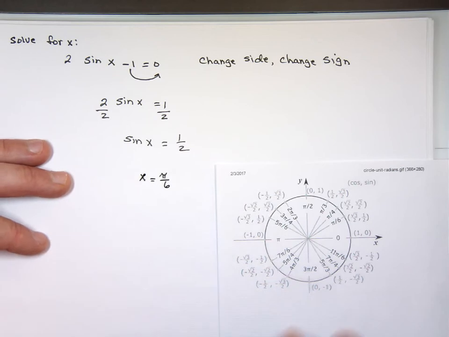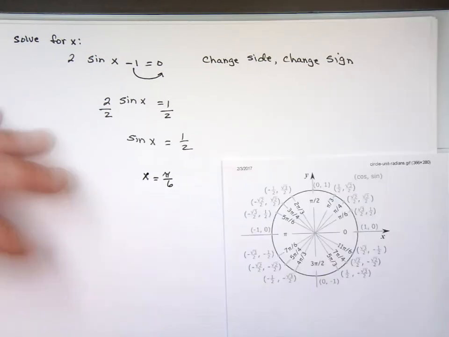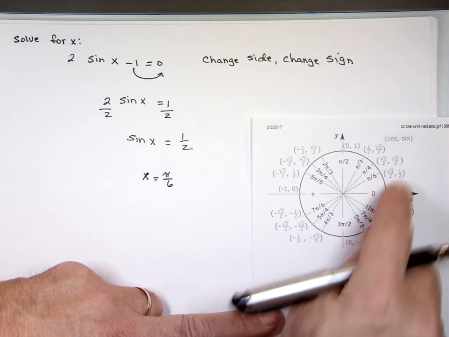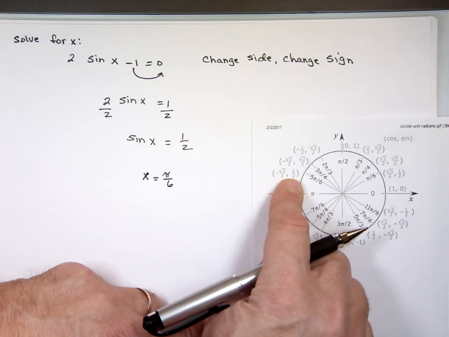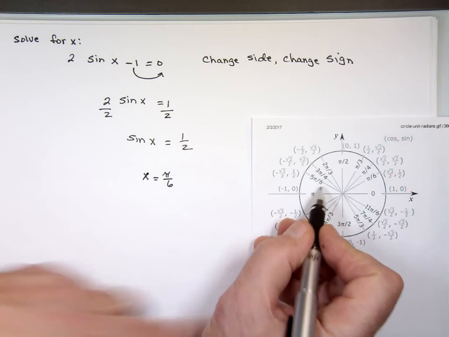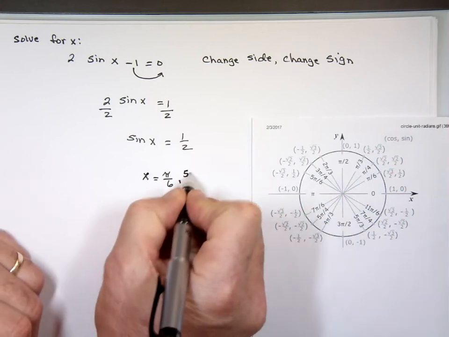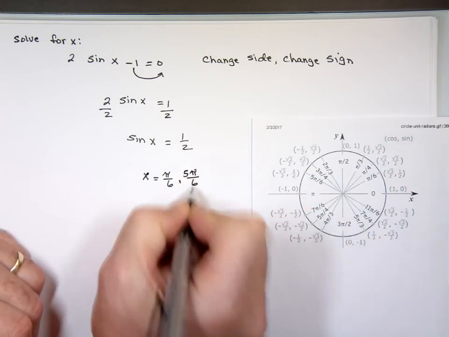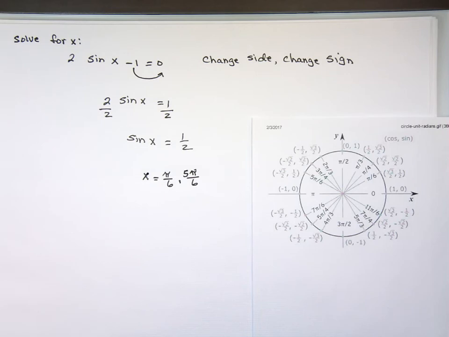We also have another one. Has to be 2 of them because it doesn't say anything about quadrant. Has to be 1 in this quadrant. And what's that angle? 5 pi over 6. So we found 2 solutions to that.